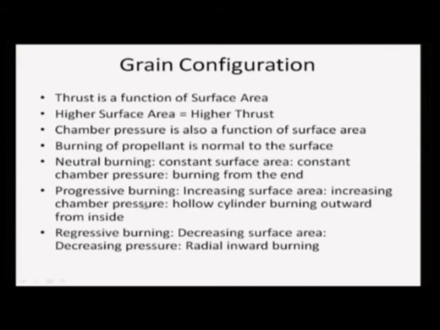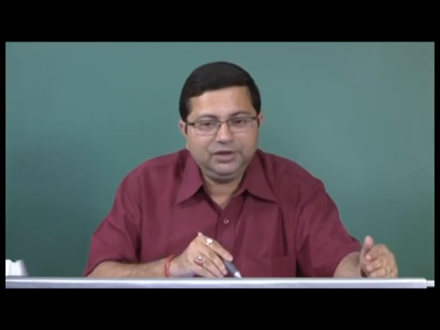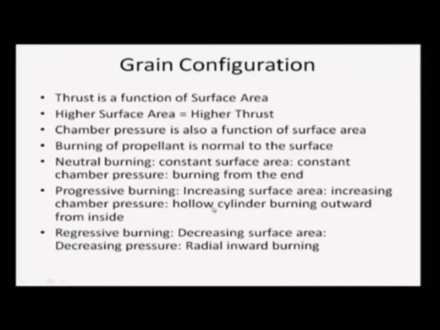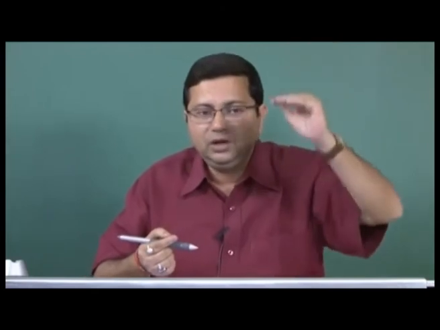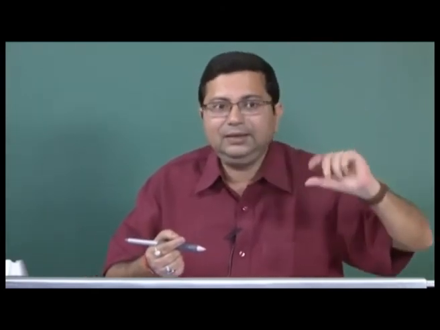On the other hand, we can have progressive burning, in which the burning surface area increases with time, and as the surface area increases, the chamber pressure increases. So, chamber pressure becomes a function of time. Typically, this type of burning is seen in a hollow cylinder burning outward from inside. If the combustion starts from the inside of a hollow cylinder and burns outward, the surface area will increase, and that leads to an increase in chamber pressure.